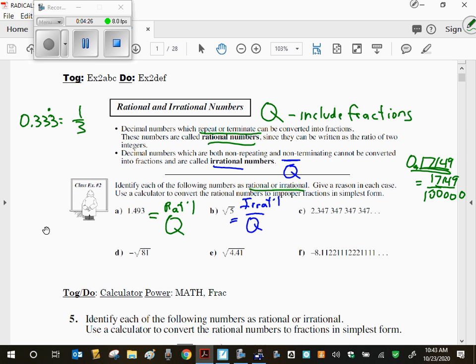C repeats: 0.347, 347, 347, 347. So you think of 0.33333. Can you write that as a fraction? Yes. So is it rational or irrational? It's rational. So write down, this is Q, half my nickname. Go ahead and do D, E, F, please.